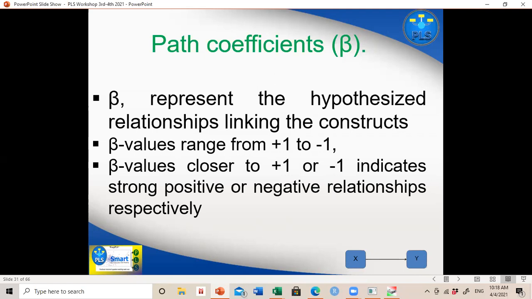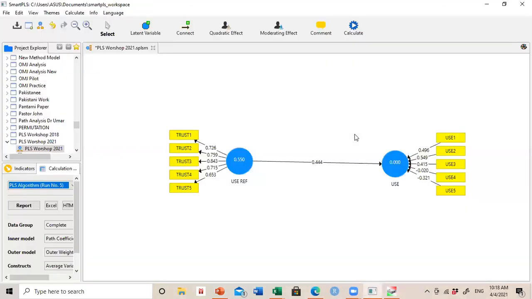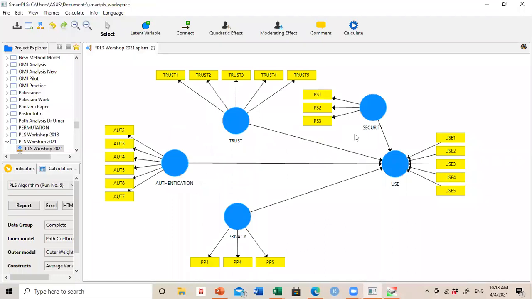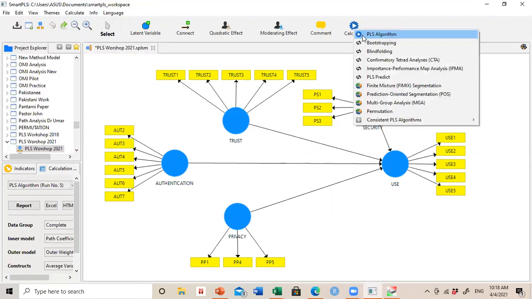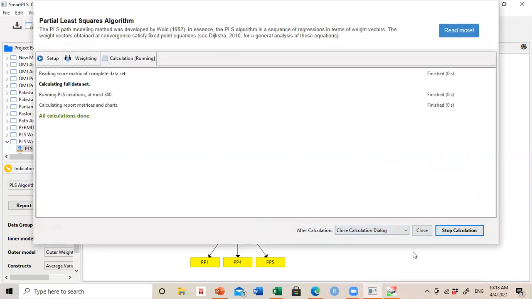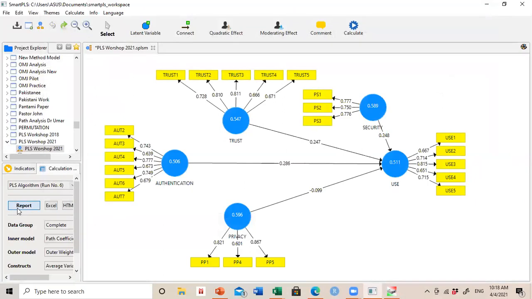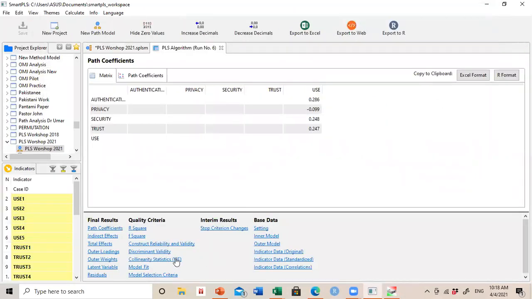Okay, so let's do it. Let's do two things so that you understand on the model what I mean. Let me go back and make it the way it was before. So we want to test for VIF. If you want to test for VIF, this is how you do it: calculate PLS algorithm, start calculation. Then you go to report and click VIF.